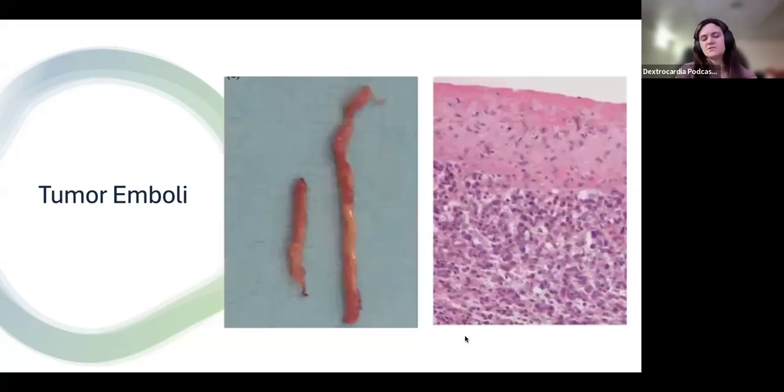This was another one I thought was interesting. This one was actually hard, but it was kind of friable too. It was from a cardiac myxoma that the patient had. They extracted it from the brain. It was a larger vessel they extracted it from.